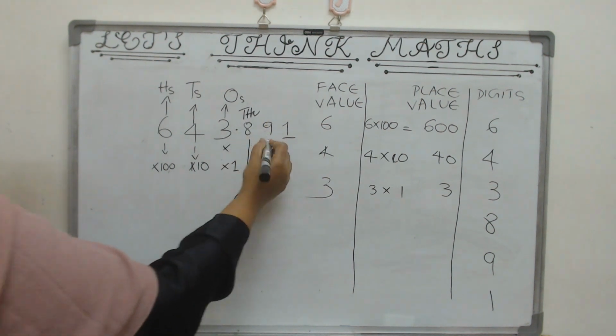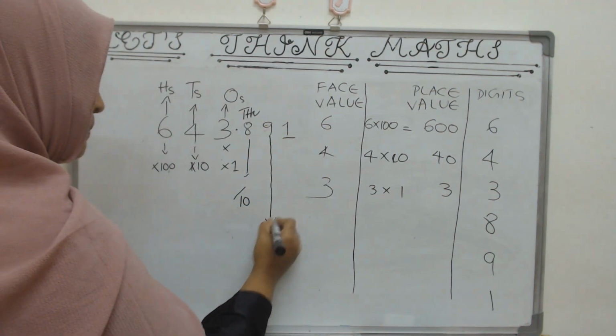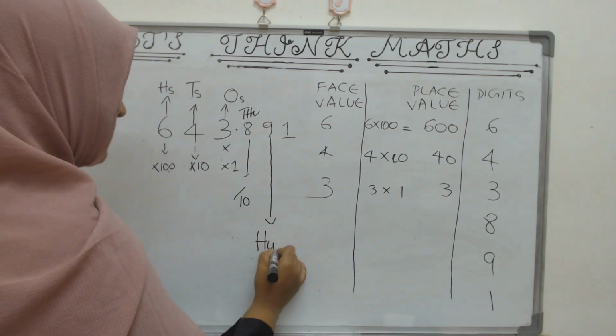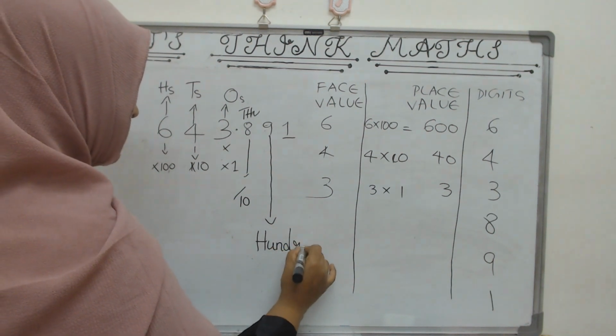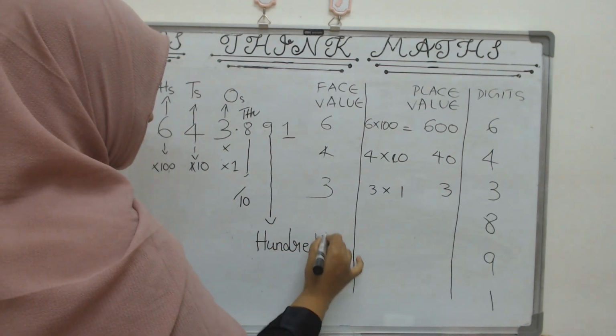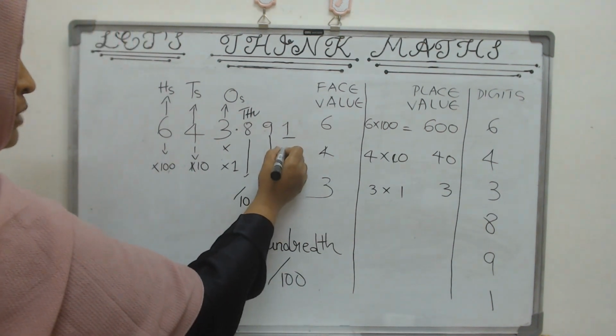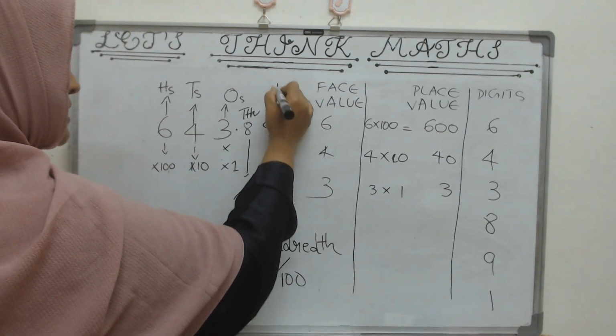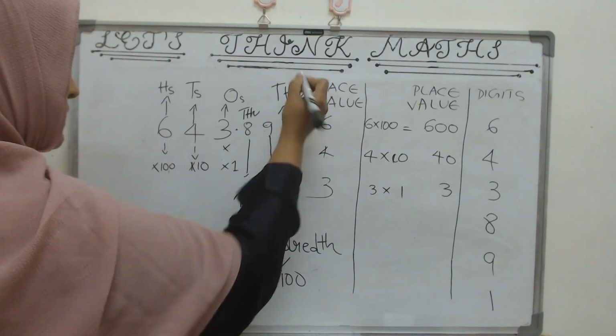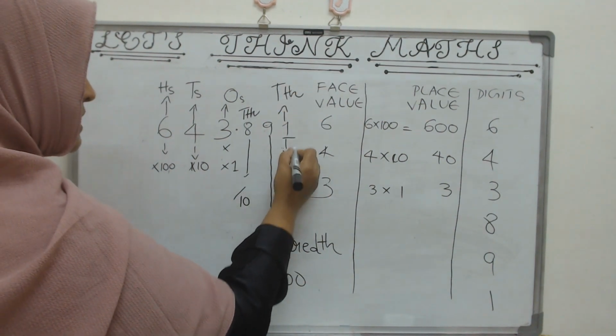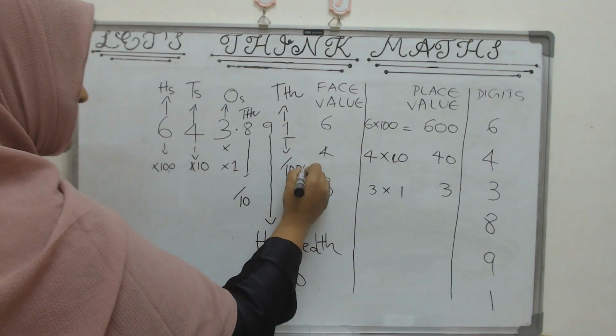And what is this part called here? This part is called hundredth. Why is it called hundredth? Because it is divided by 100. And what about this part here? This is called the thousandth part. Why is this? Because this is divided by 1000.